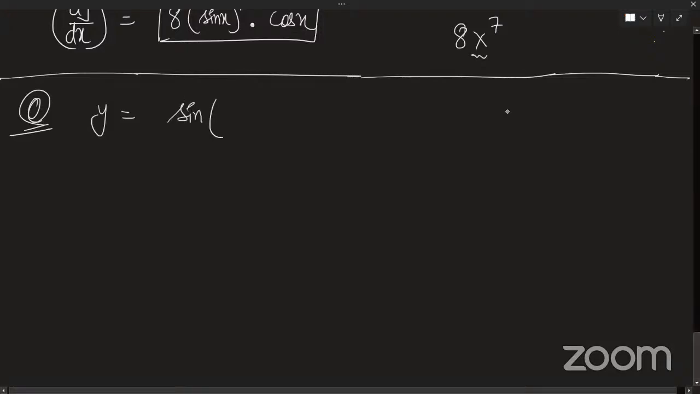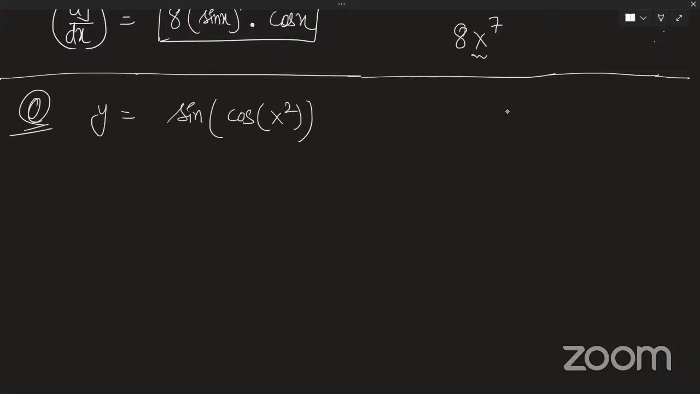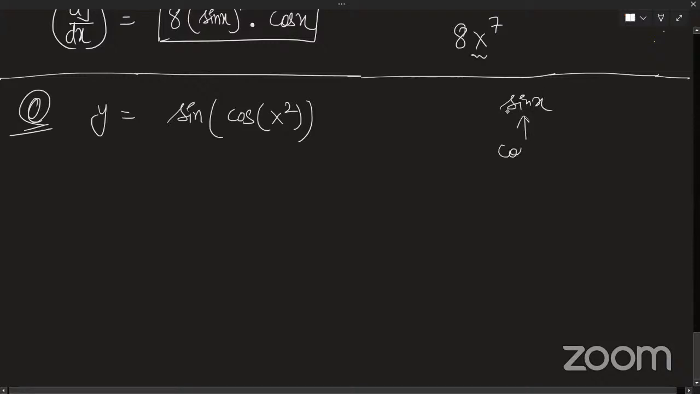So let us take sine of cos of x squared. Okay, right? You have this. So if you see clearly, sin x is the outermost, and inside it I have put this function, in place of x I have put cos x squared. Cos x squared is basically this.